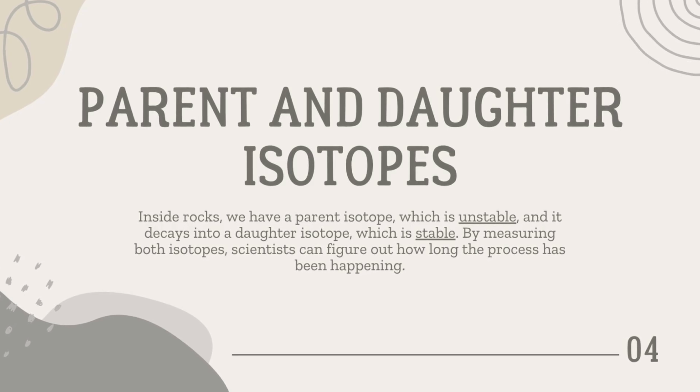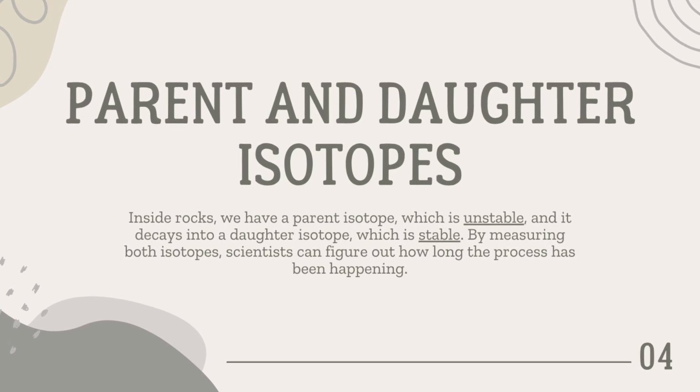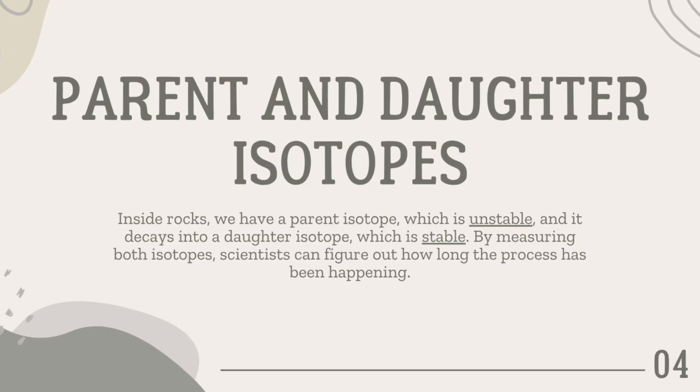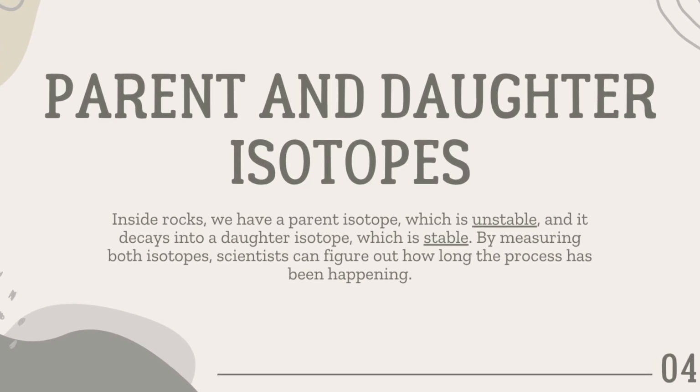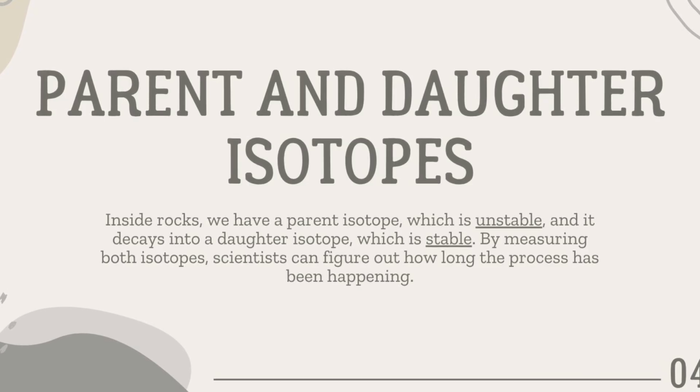Inside rocks, we have a parent isotope, which is super unstable, and it decays into a daughter isotope, which is very stable. So, by measuring both of these isotopes, scientists have been able to figure out how long the process has been happening over the course of millions and millions of years.